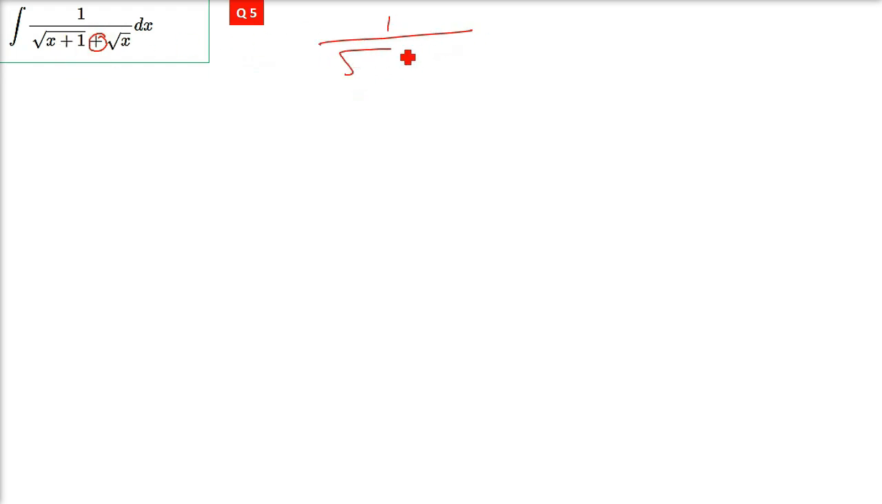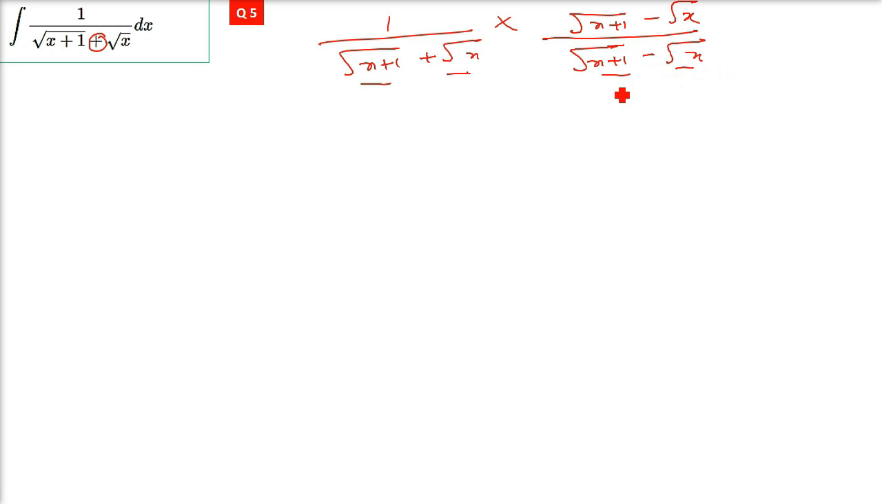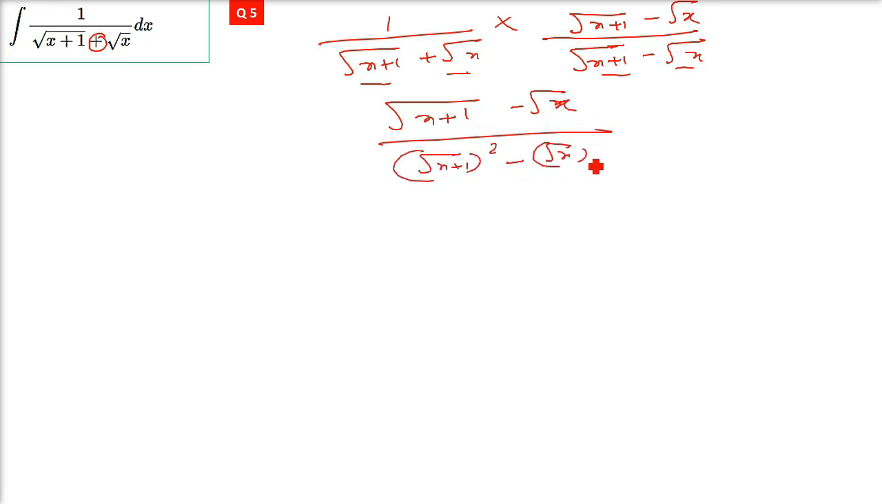1 by under root (x+1) plus under root x it will be. And when we multiply, the rationalization factor is simply the negative in between. That is under root (x+1) minus under root x. And this same in the numerator and denominator. And since it has formed a formula of (a+b) and (a-b), let us write the numerator first: under root (x+1) minus under root x. And denominator will be a square minus b square, that is under root (x+1) whole square minus under root x whole square. So under root (x+1) whole square is x+1, under root x whole square is x, x gets cancelled, you get 1.